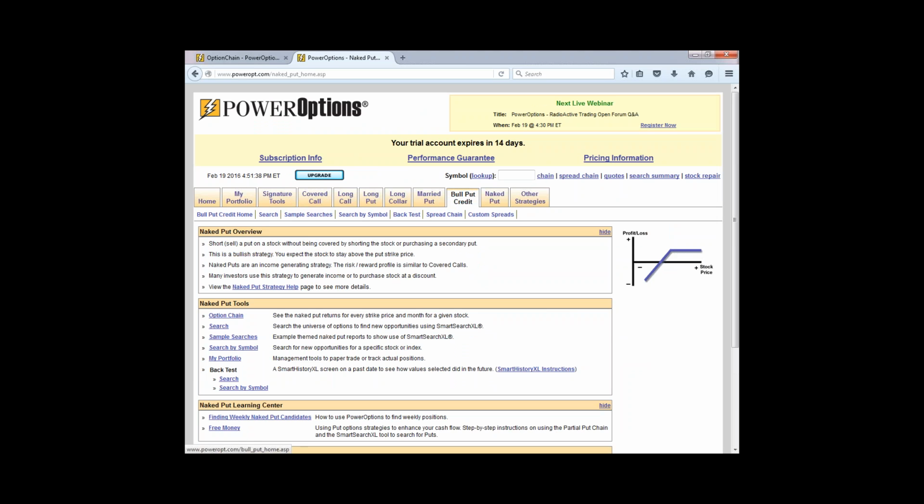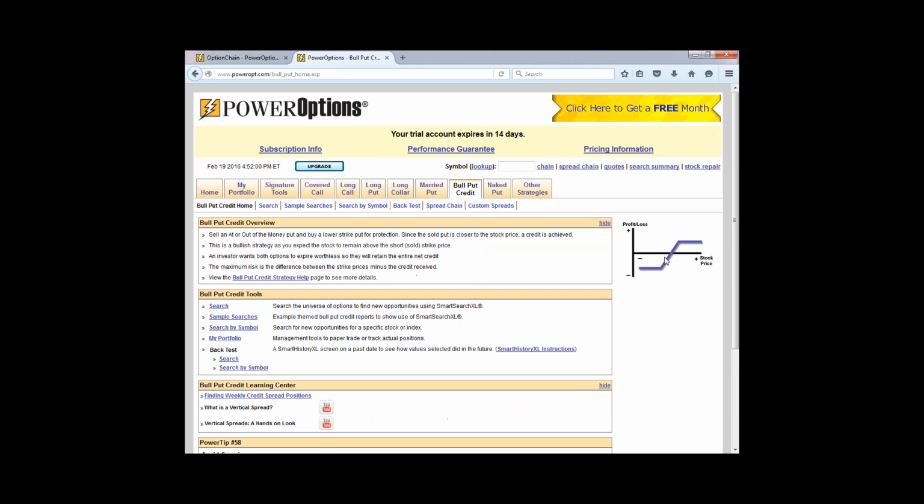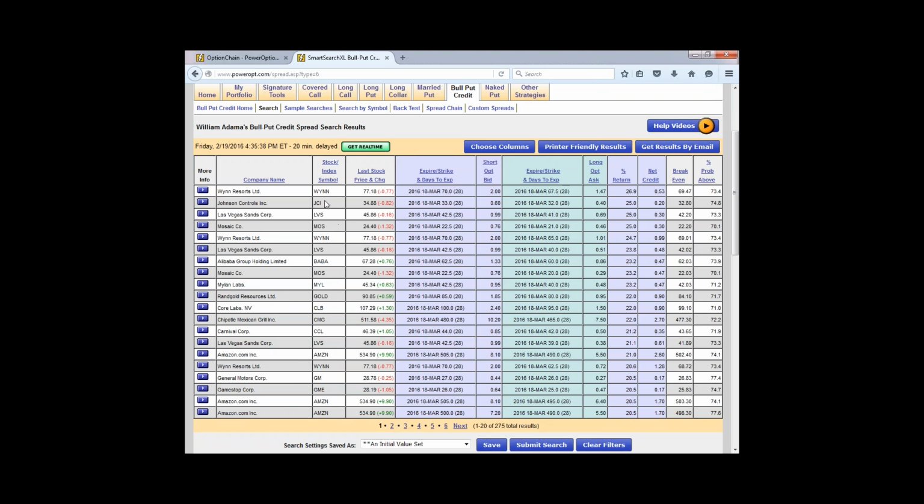Now in a bull put credit spread, you can sort of cap some of that downside loss, but take away from the premium. All right, what do I mean by that? Let's go ahead and take a look at a search real quick, and I'm just going to pick the first stock that comes up in our naked put. Wynn Resorts, this is bull puts, of course, I'm sorry.